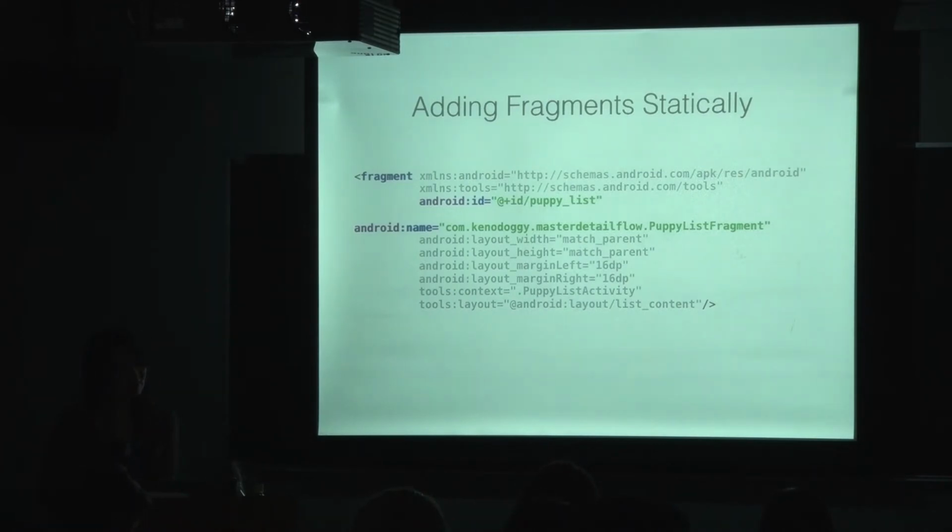So here's an example of adding a fragment statically. I've got the fragment tag here where you need to assign it an ID, or you can use the tag attribute to reference it, and then apply the name attribute specifying which fragment class to use. So here I've got the Android ID, which is puppy list, and then the name is PuppyListFragment.